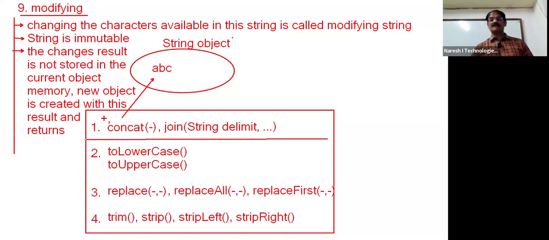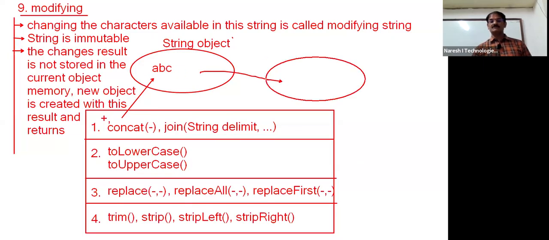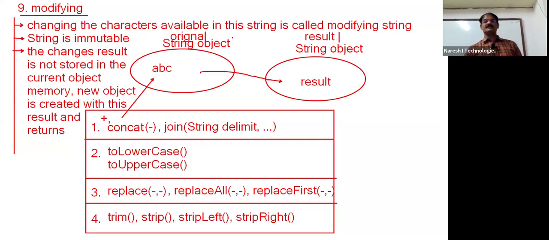Either you call the plus operator, concat or join, toLowerCase, toUpperCase, replace, replaceAll, replaceFirst, trim, strip left, strip right, all these methods will go to this string, collect the characters available and create a new string object with the result. It will not store the modification result in the same object. This is the original string. I don't call it the old string, I call it the original string. And this is the result string.